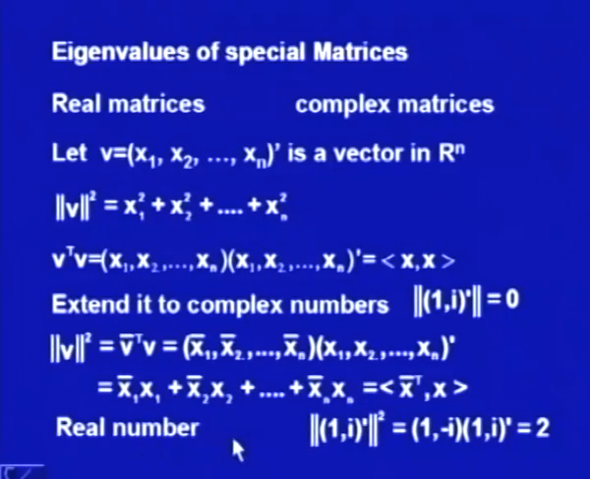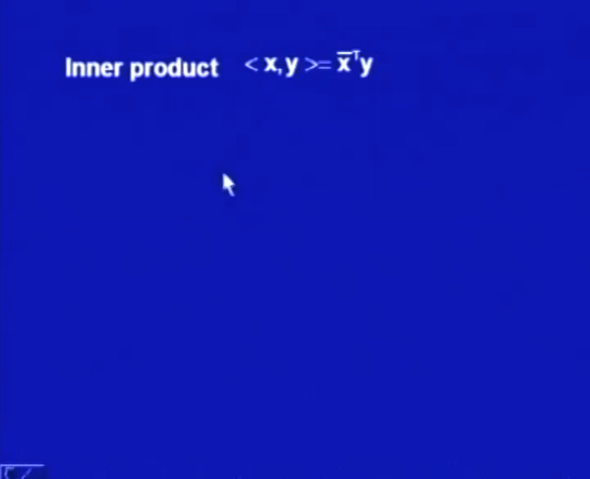positive real number. So, we extend the definition of length in this particular manner, and accordingly the inner product of two vectors x and y is defined as x bar transpose y. One may notice that x bar transpose y is not the same as y bar transpose x. This is in contrast to what we have in real numbers, when length from x to y is the same as from y to x.